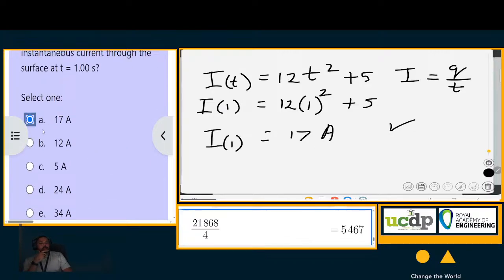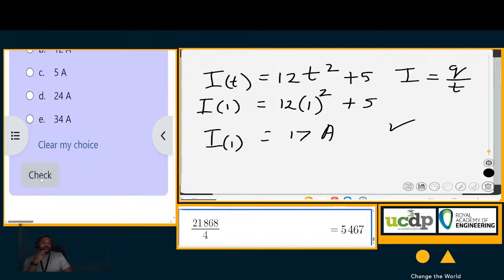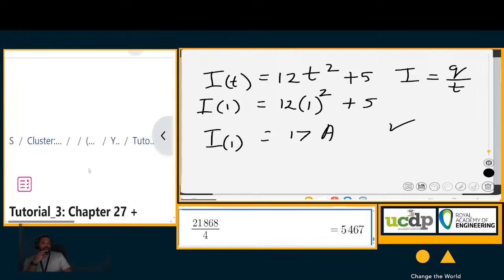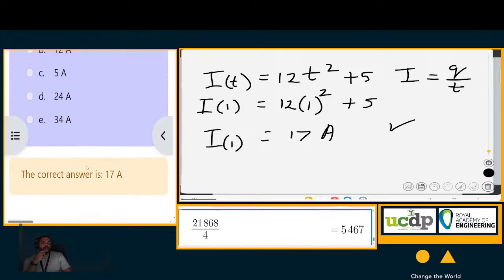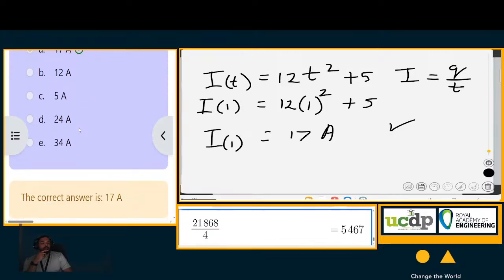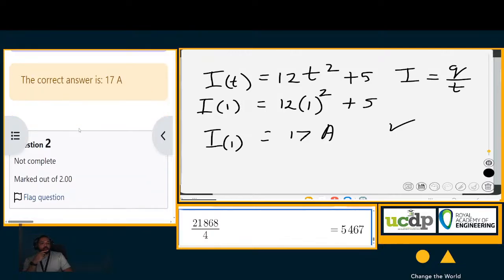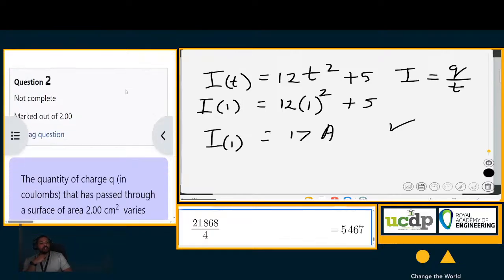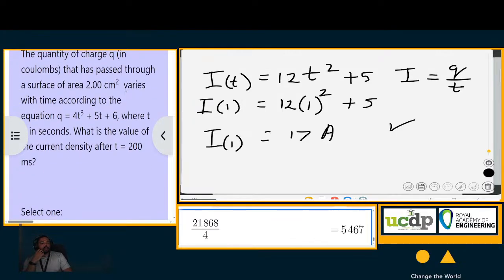17 amperes. Let's check. We select 17 and we check, and there is a green correct mark there, and they also tell us the correct answer is 17 amperes. Okay, now question number 2.